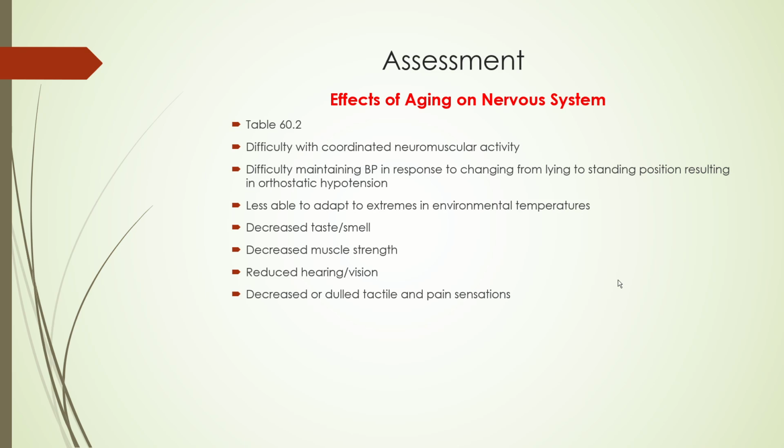So I do want you to review the table in your textbook, 60.2, but some examples here are difficulty with coordinated neuromuscular activity, and difficulty in maintaining blood pressure in response to changing positions, which results in orthostatic hypotension. As you've cared for patients in clinical or in practice, you've probably noticed that older patients do have a higher likelihood of orthostatic hypotension because their body just can't compensate as quickly as it does in younger people, which is why we always say to make sure we sit our patients on the side of the bed before we stand them up.